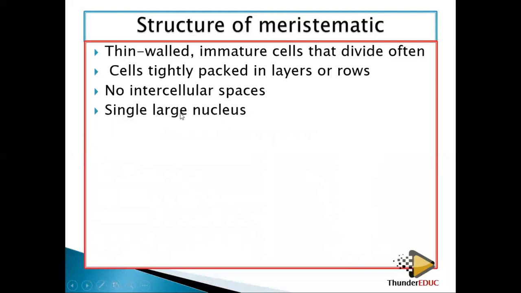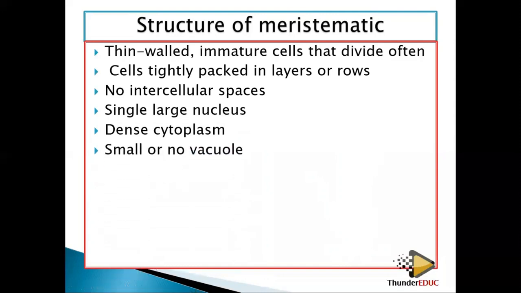Then there's a single large nucleus. They have only one nucleus, and it is extremely large. Then you have dense cytoplasm. The cytoplasm is dense. It has a lot of substances in it, so that it allows the cell to grow. It could have a small vacuole or no vacuole at all. If it is not there, then it means that its vacuole is very small if it is present. Because in most cases, the vacuole is not yet there because the cell is still growing.